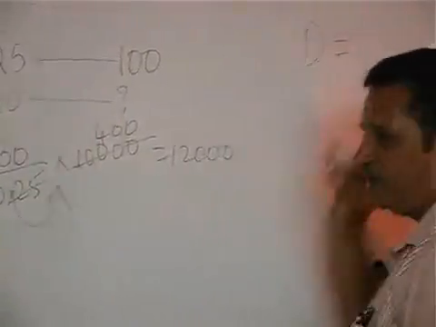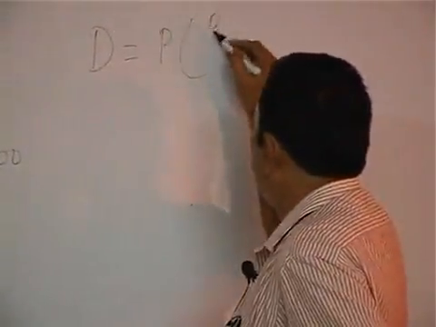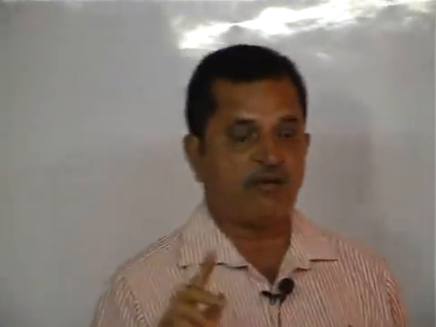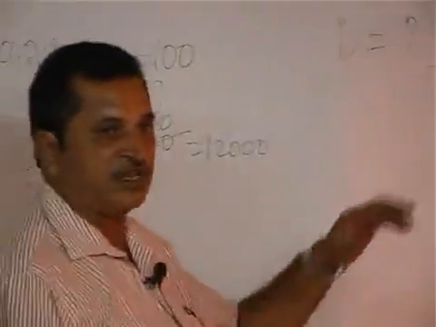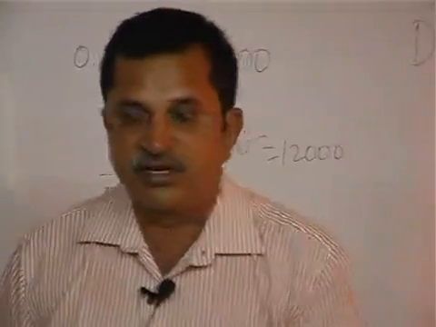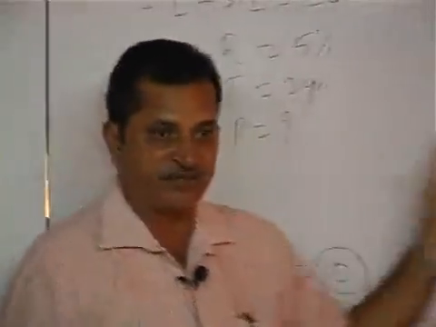Difference between simple interest and compound interest is equal to P into R by 100 whole square. For 2 years period only, this formula is applicable only for 2 years. And don't be over smart, if we ask for 3 years, don't make it as cube. For 3 years period, this formula will not work out. If at all 3 years period is given, the calculation you go with this.